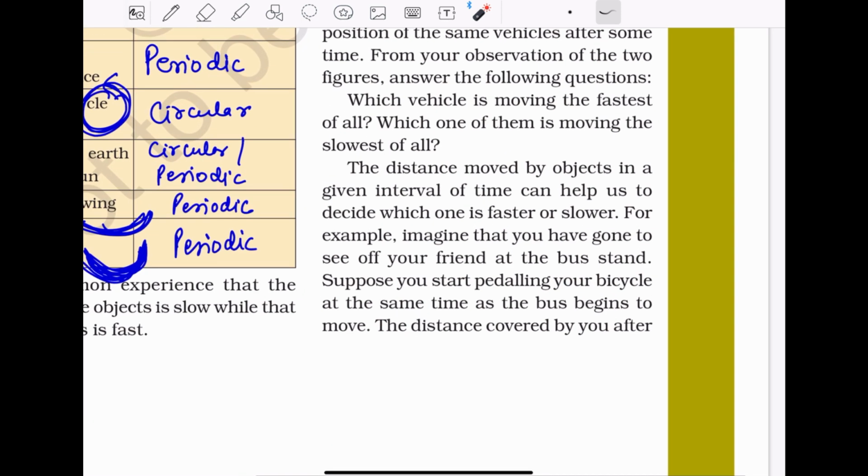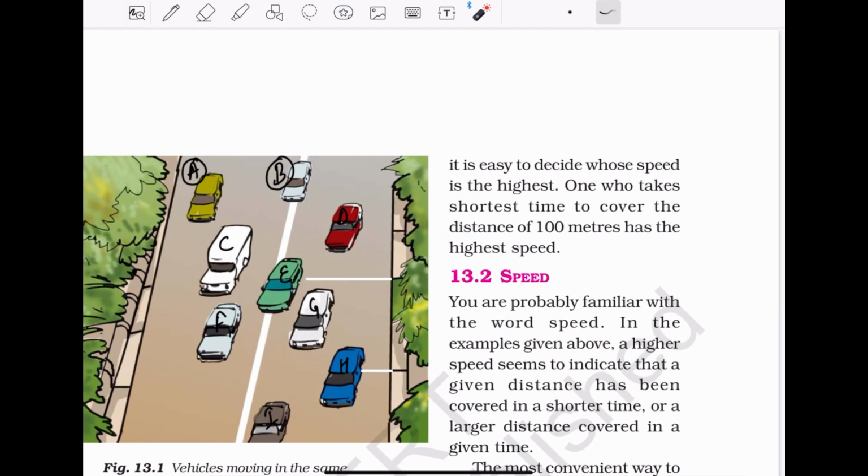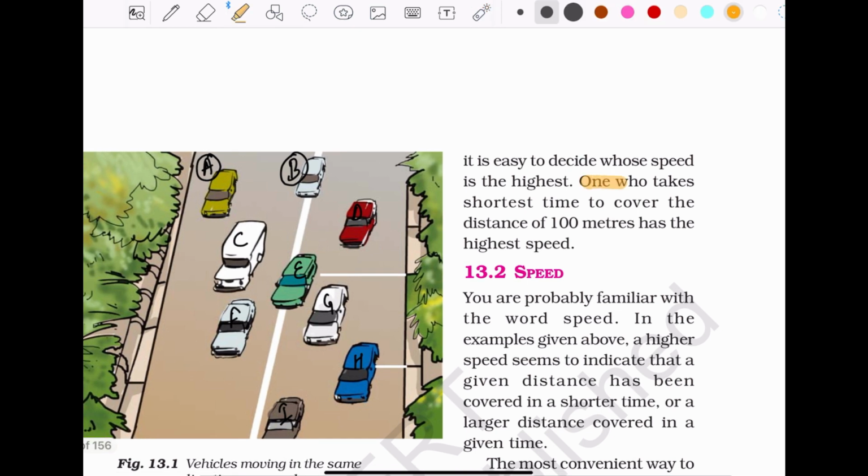The distance moved by objects in a given interval of time can help us to decide which one is faster or slower. For example, imagine that you have gone to see off your friend at the bus stand. Suppose you start pedaling your bicycle at the same time as the bus begins to move. Over the distance covered by you, it is easy to decide whose speed is the highest. The one who takes the shortest time to cover the distance of 100 meters has the highest speed.